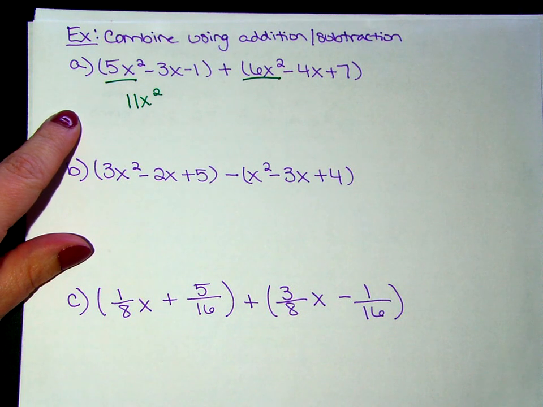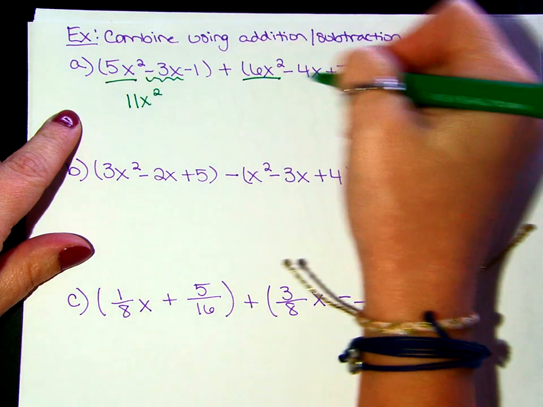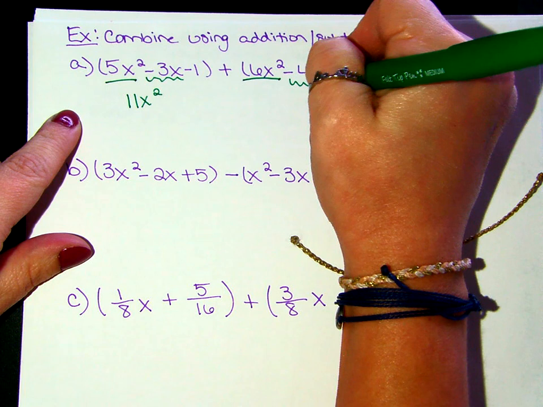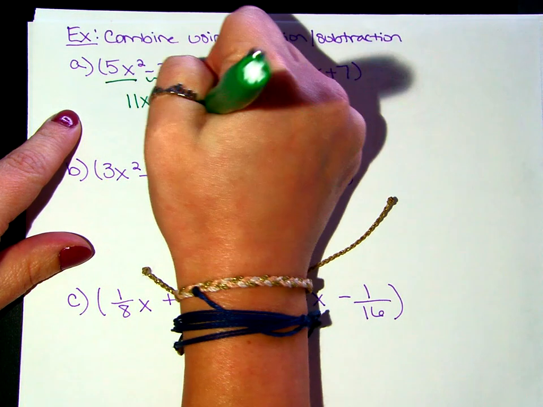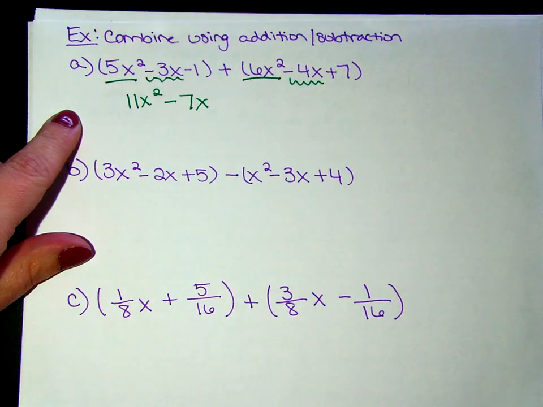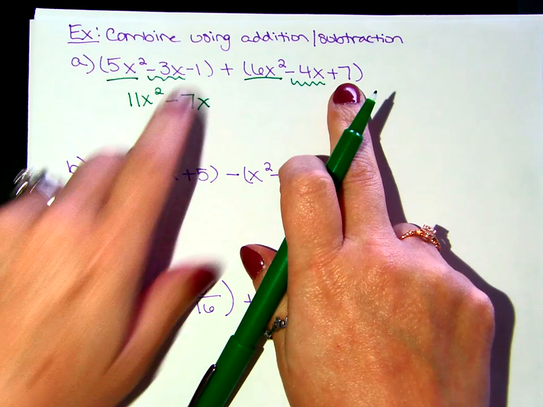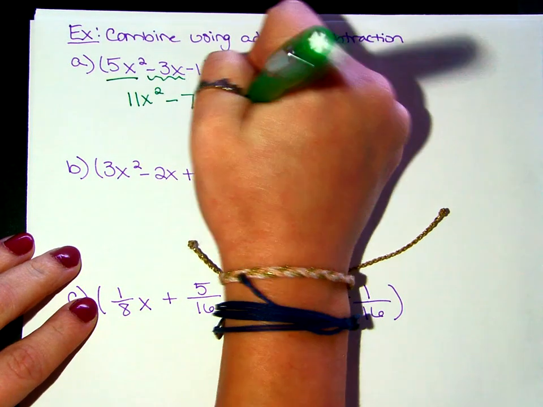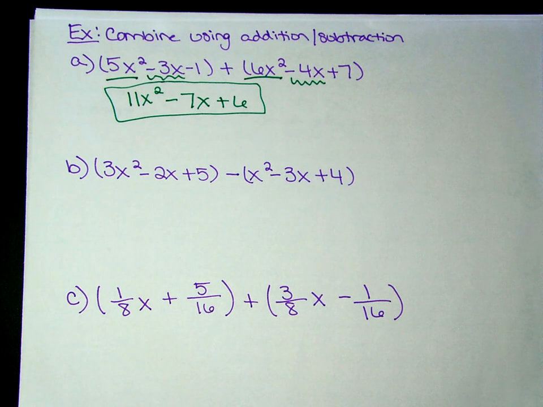Then I move on to my next term. I have a negative 3x, so I look for another x term. And I have a minus 4x. Negative 3x minus 4x would give me a negative 7x. And then my last term in each of these parentheses is my constant or my whole number. I have a negative 1 plus 7, which will give me a positive 6. That's all you can do. I can't combine the x squared term to the x term. Yes, they have the same variable, but they have different exponents. So that's as far as I can take it.